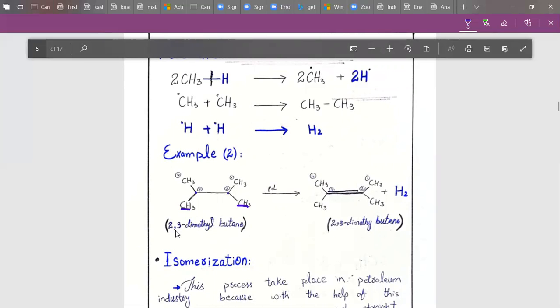When 2,3-dimethyl butane undergoes oxidation in the presence of platinum, the carbon from the 2 position and the carbon from the 3 position lose their hydrogen atoms. Due to the loss of their hydrogen atoms, radicals are present on carbon 2 and 3. Then these radicals overlap and form a pi bond. So in this way, we can get 2,3-dimethyl-butene.